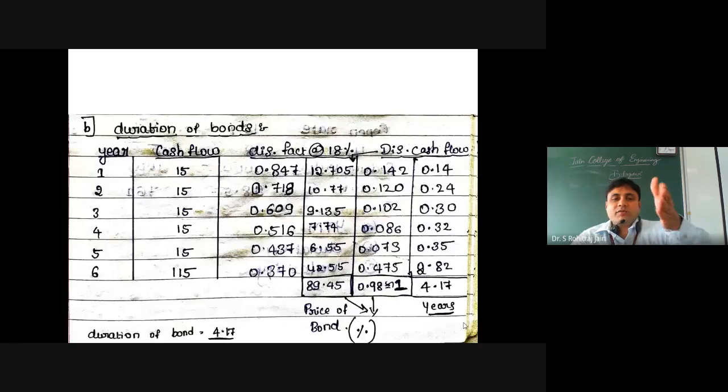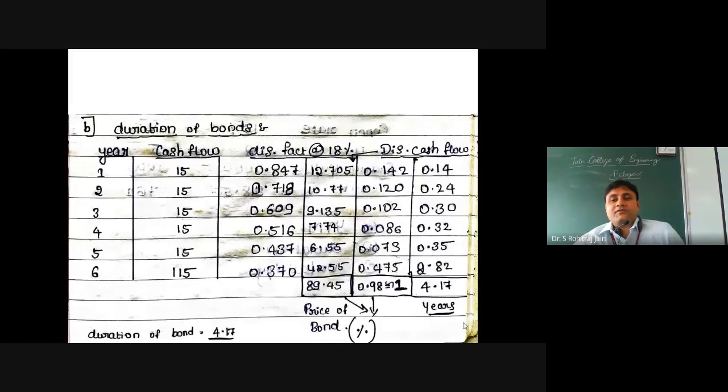Right? So when I add all this, please understand, I should get the price of the bond. Then I can understand that in the problem I'm solving, I'm in the right direction. So it is something like I'm verifying the price of the bond. If I add this particular column, that is the fourth column, I should get exactly the price of the bond, that is 89.45.